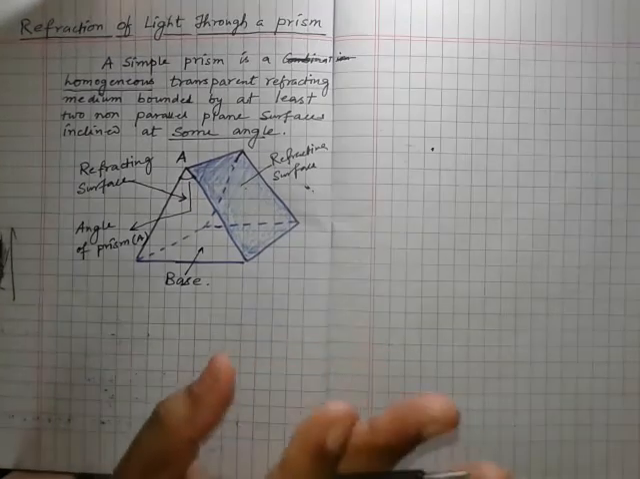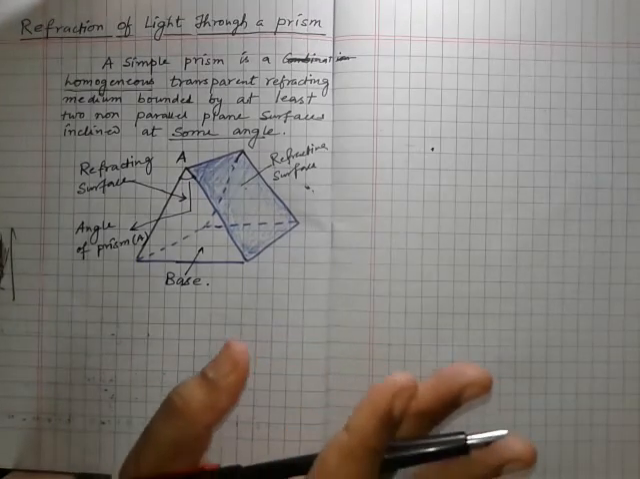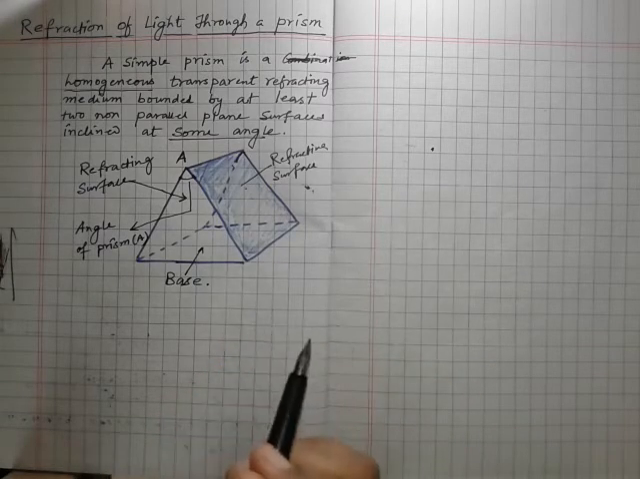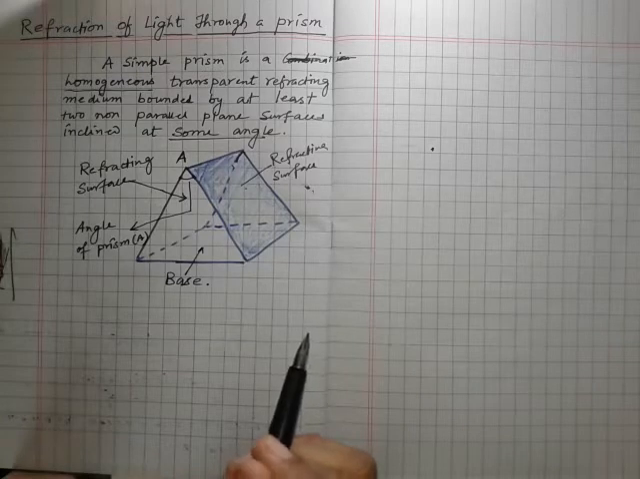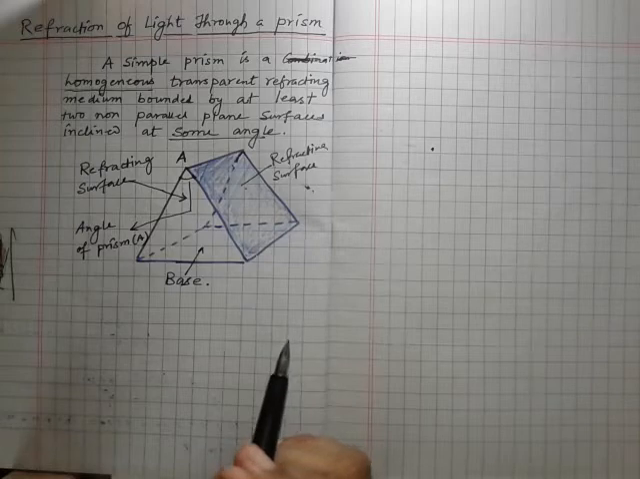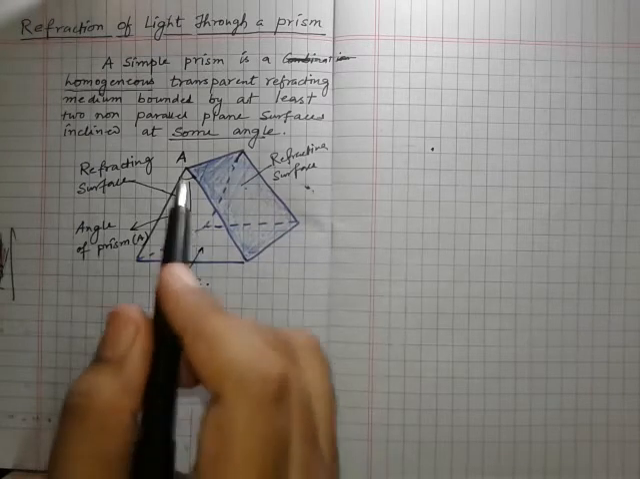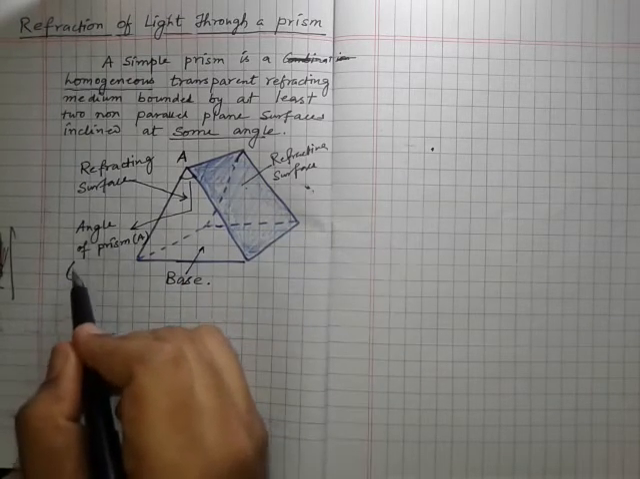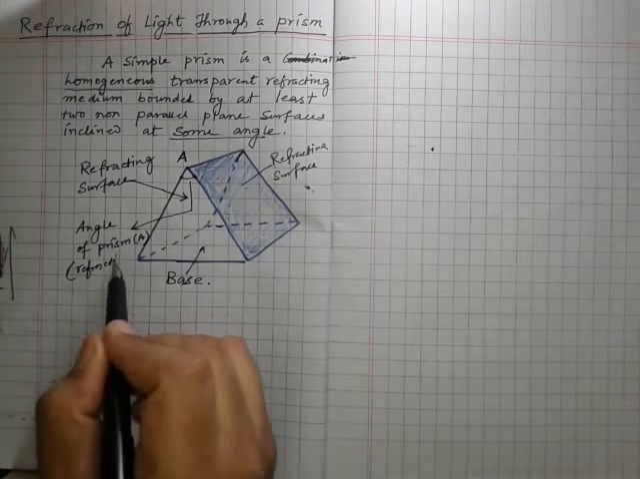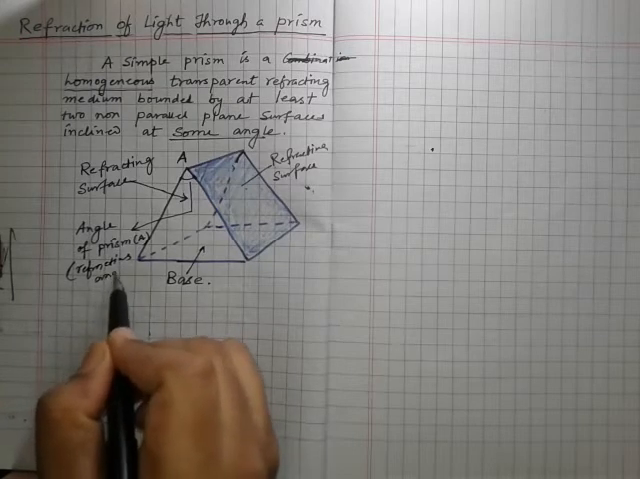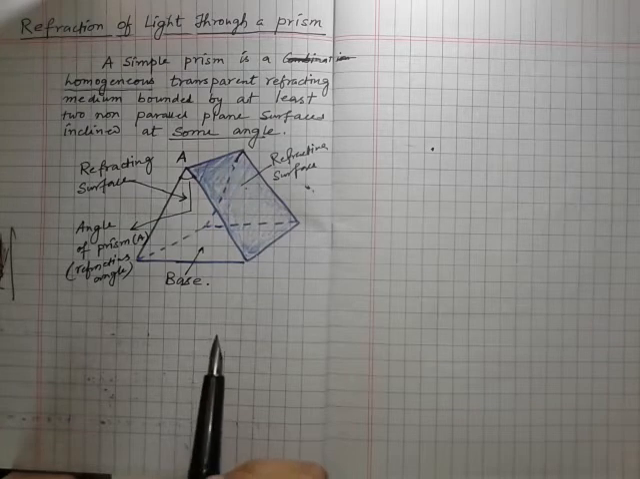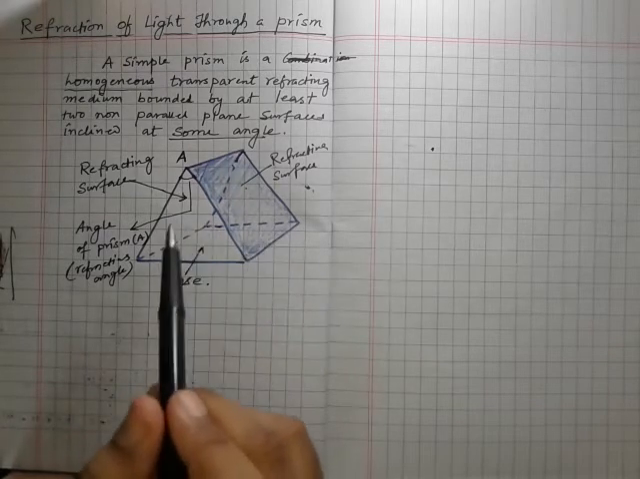So these are all the basic structures of the prism. So the question comes, what is the angle of the prism? Then what will we say? The angle between the two refracting surfaces is called the angle of prism or the refracting angle. Okay, this is also called the refracting angle. Okay, write down. Refracting angle.